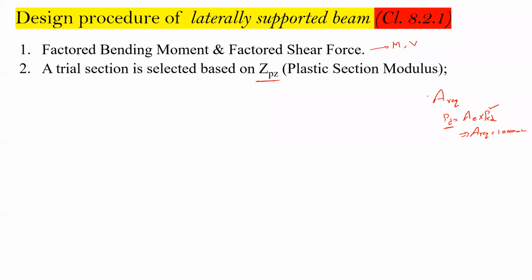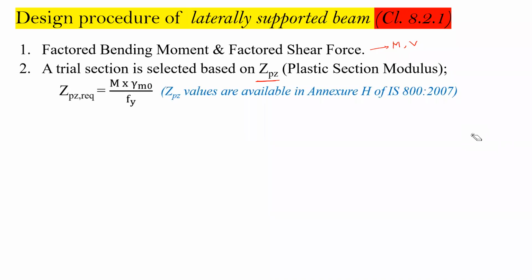But here you are not going to do this calculation. That is, the area required calculation is not required here. Instead, you're going to find out the value of ZPZ, which is the plastic section modulus, and by using this ZPZ value you're going to select a trial section. Now, how do you calculate this ZPZ value? The ZPZ value is calculated based on this formula.